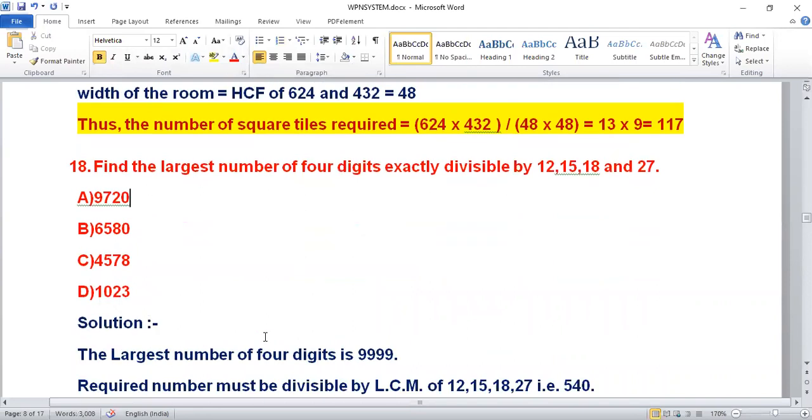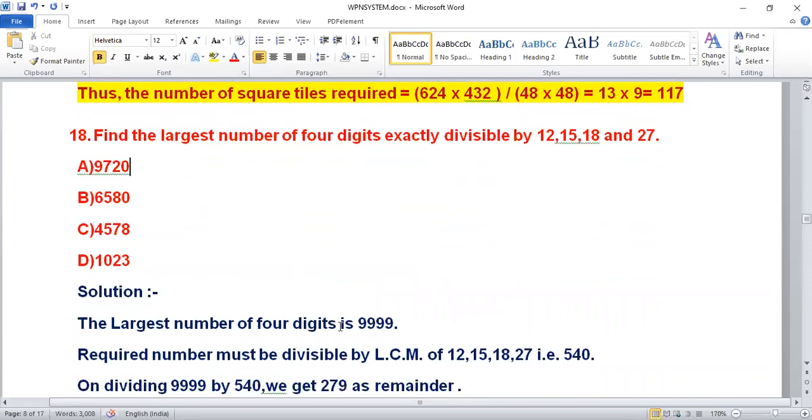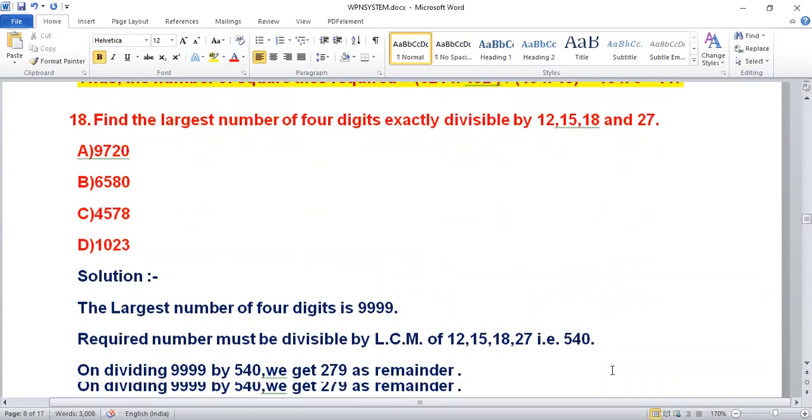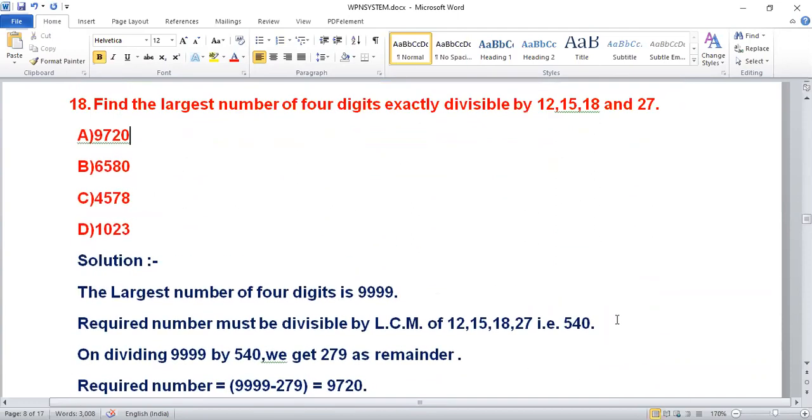In the same way, we are coming to one question. Find the largest number of 4 digits exactly divisible by these numbers. It's very easy. The largest number of 4 digits is 9999. So the required number must be divisible by the LCM of these two numbers, 540. So if you divide 9999 by 540, we are getting 279 as the remainder. So the required number would be 9999 minus 279.